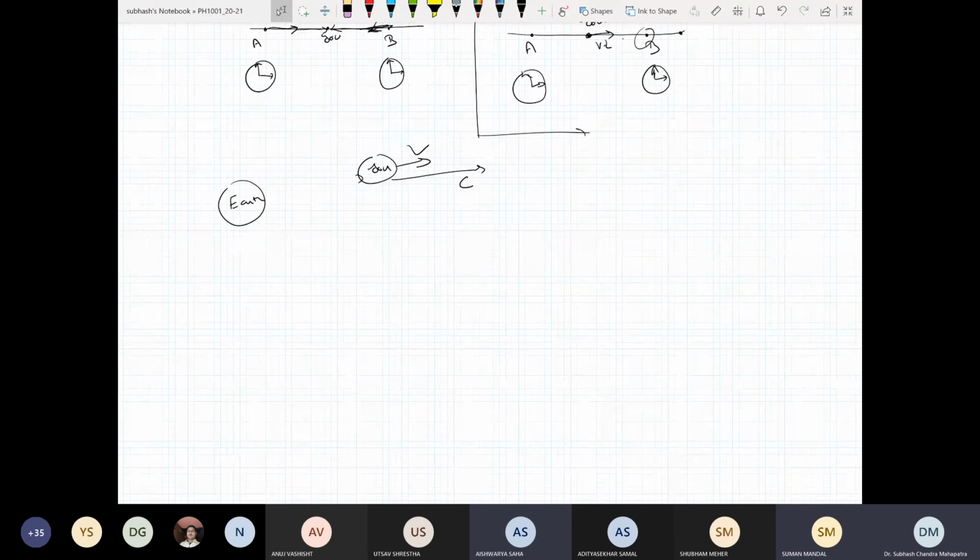Yeah, the answer to your question is that if you have a flashlight and you switch it on, the velocity of light in your frame will be c, as well as the velocity of light in Earth's frame will be c. Okay. How it will happen, we'll see later on.